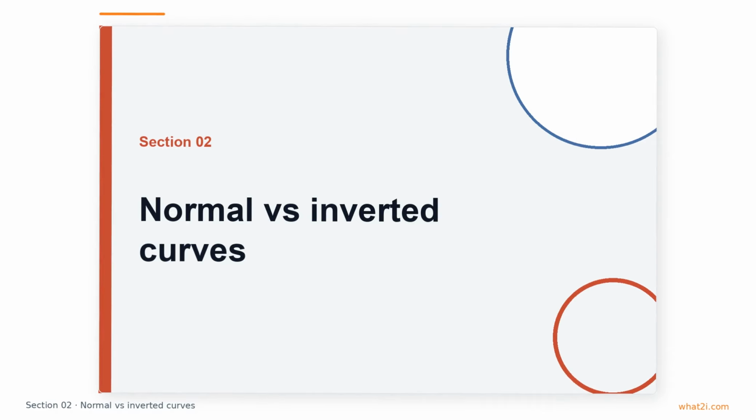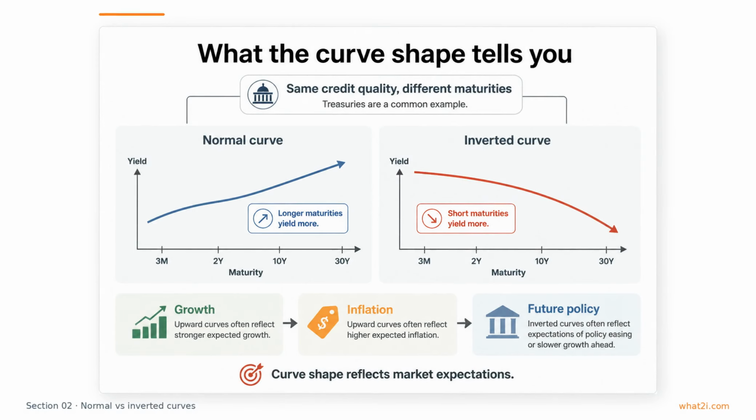Section 2. Normal versus inverted curves. With that foundation in place, we can focus on the two curve shapes investors talk about most, normal and inverted. A normal curve slopes upward, meaning longer maturities yield more than shorter ones. An inverted curve slopes downward, meaning short-term yields are higher than long-term yields. In both cases, the comparison should be across bonds of the same credit quality, which is why treasuries are the standard example. The slope matters because it gives a quick read on how markets view growth, inflation, and future policy. In a single line, the bond market is expressing a broad set of expectations.